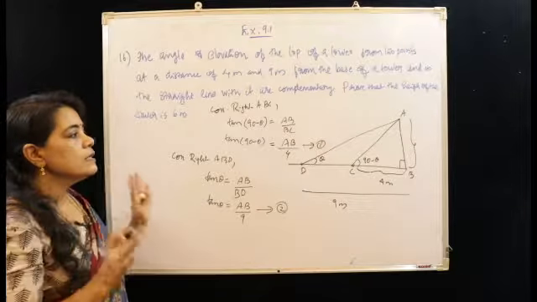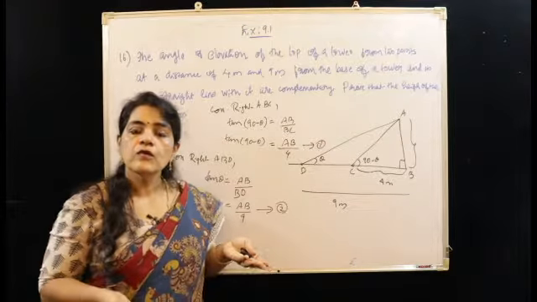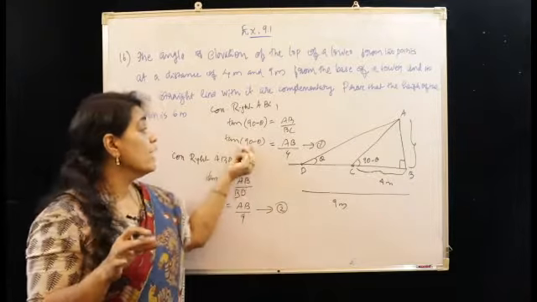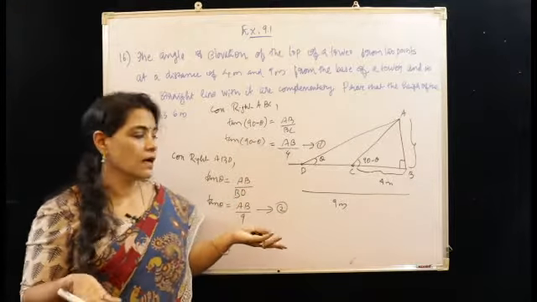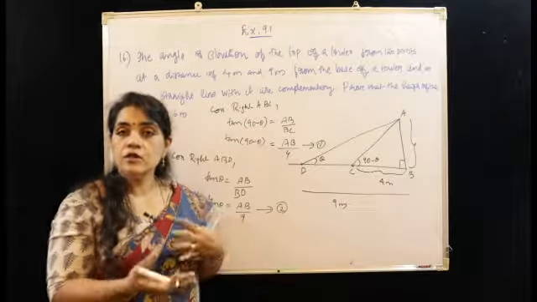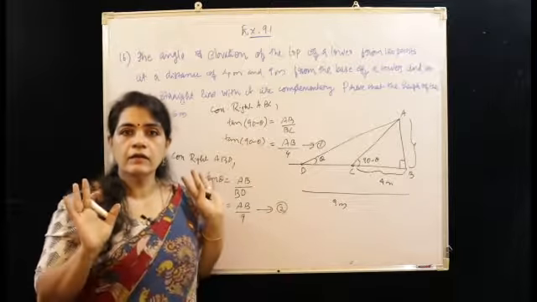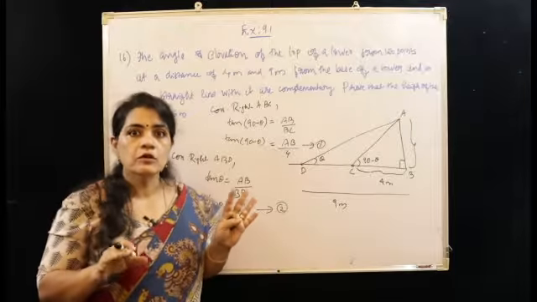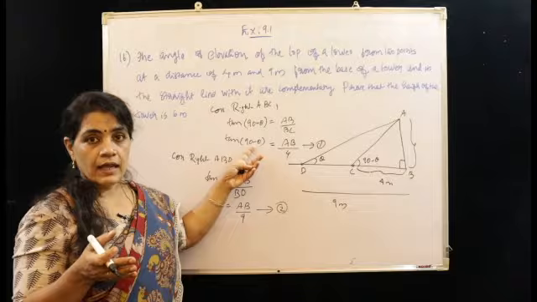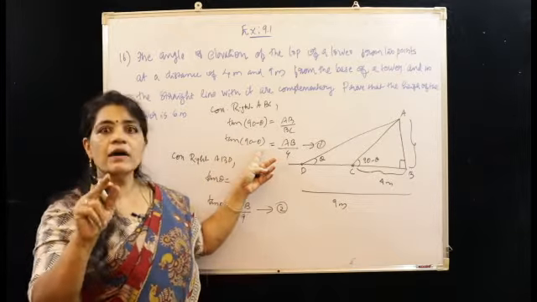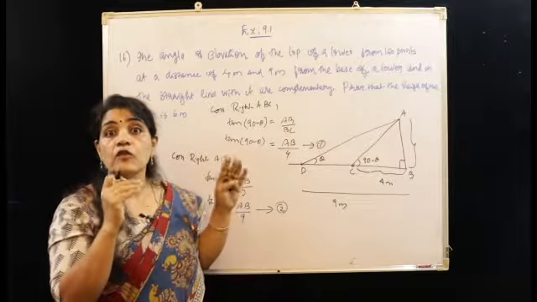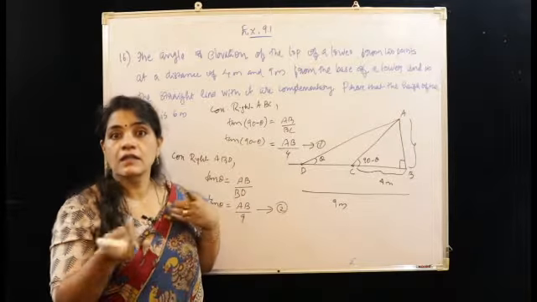See children, what do we have to prove here? We have to prove that AB equals 6 meters. How can we eliminate tan of 90 minus theta and tan theta from these two equations? Nothing else is given, no other details. So this is a very typical question. If the angles are complementary, we have learned that tan of 90 minus theta is cot theta.